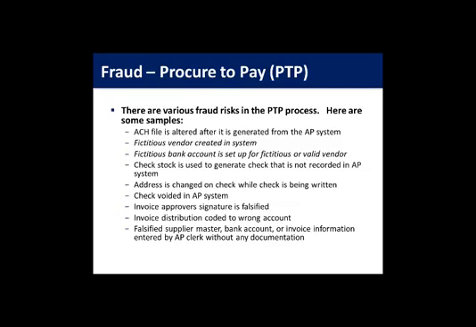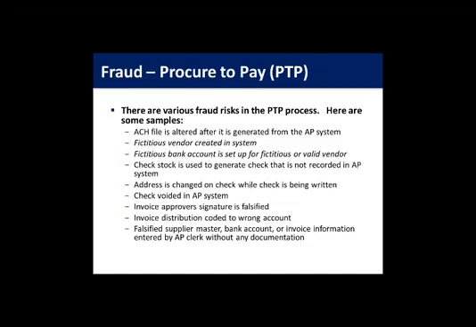So the first one: ACH file was altered after it is generated from the AP system. An ACH file, for those of you that are familiar with it, would be a file generated from E-Business Suite that would get transmitted to the bank, usually over a secure FTP connection or something along those lines. Based upon that file being sent from your organization, those payments would be made at the bank level electronically. So there is some level of risk even after the file is generated that it could be tampered with.